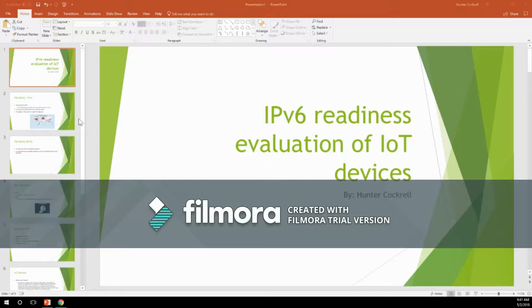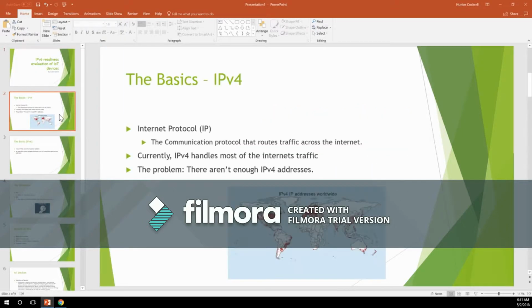I'm going to start with the basics. Internet Protocol, or IP, is the communications protocol that routes traffic across the internet. Right now, Internet Protocol version 4, or IPv4, carries most of the internet's traffic.